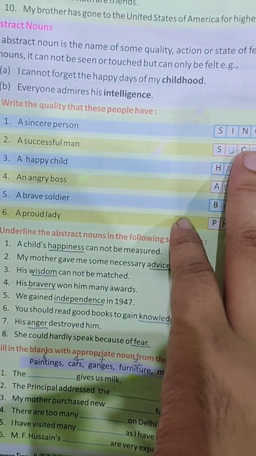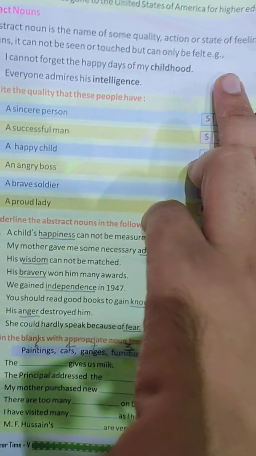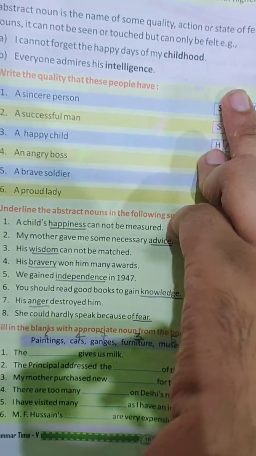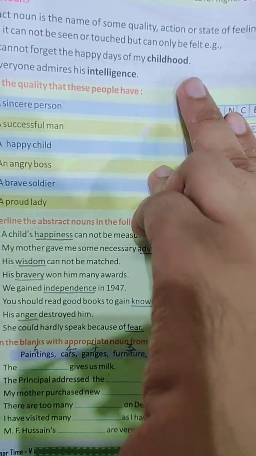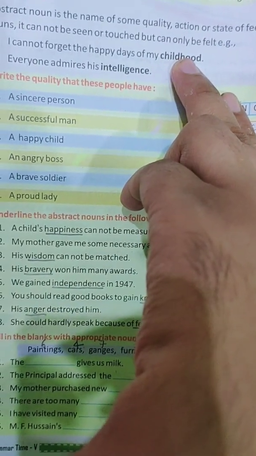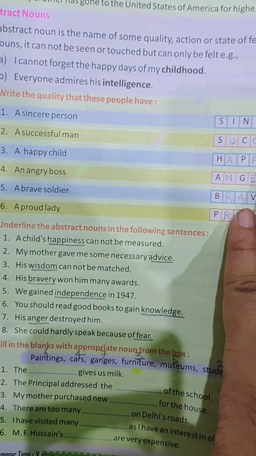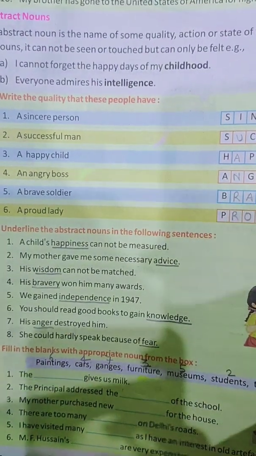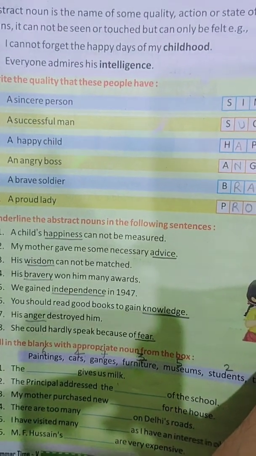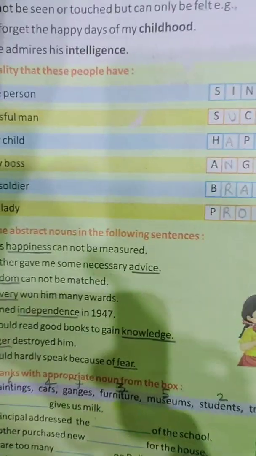Now an example: I cannot forget the happy days of my childhood. If I say childhood, you can only experience childhood, you can only feel childhood, but you cannot touch or see childhood. Childhood will be an abstract noun. Like this only, everyone admires his intelligence. So what is intelligence here? Intelligence is a quality of a person, whether he's intelligent or not, and it cannot be touched or seen. So this is an abstract noun.